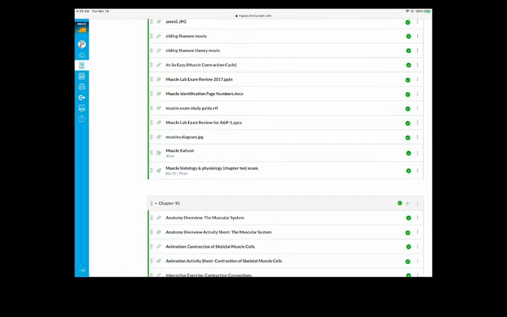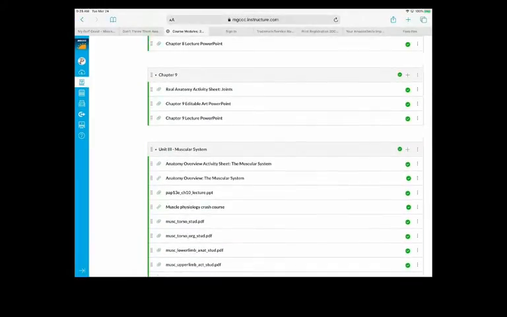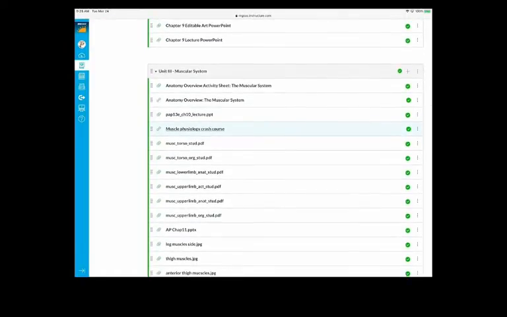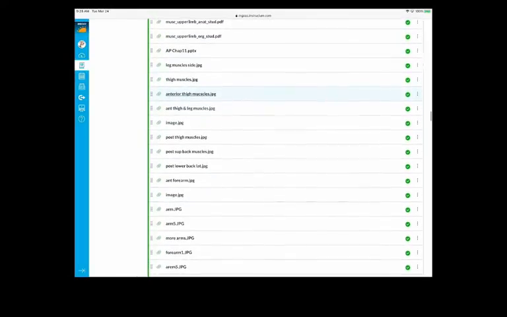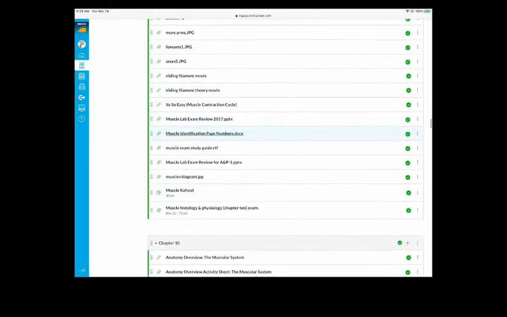Now, I'm in the muscle unit on Canvas. I'm in Unit 3, the muscular system. And these are all going to be good worksheets for you to look at and study to memorize the muscles. And I'll be letting you know how we're going to do this test probably later on this week.